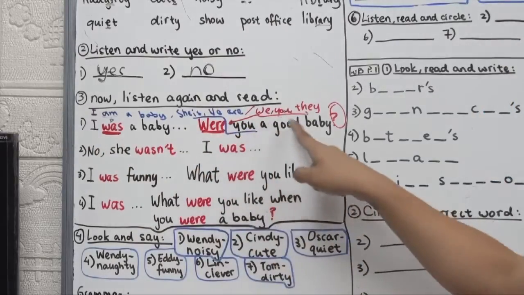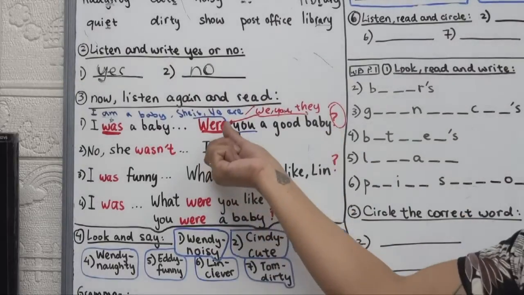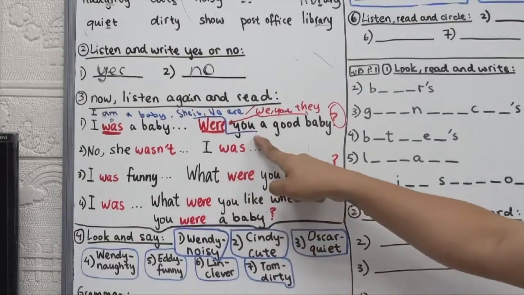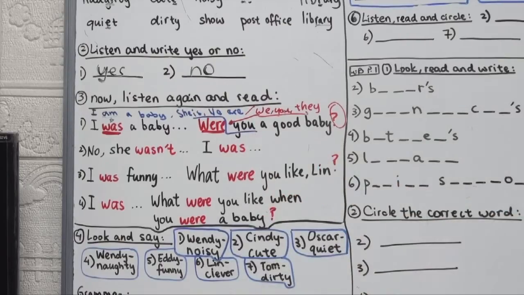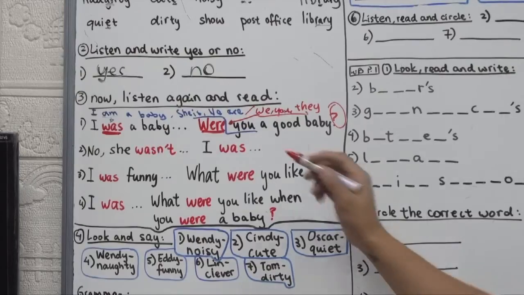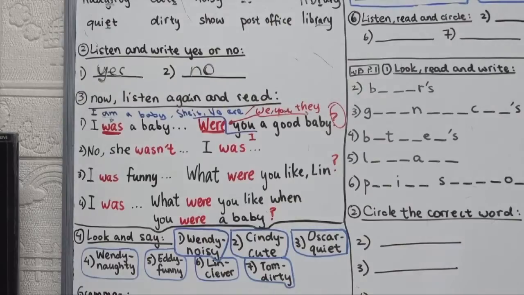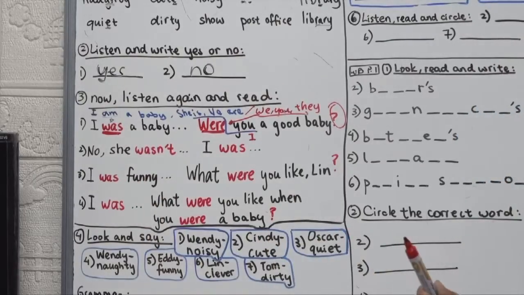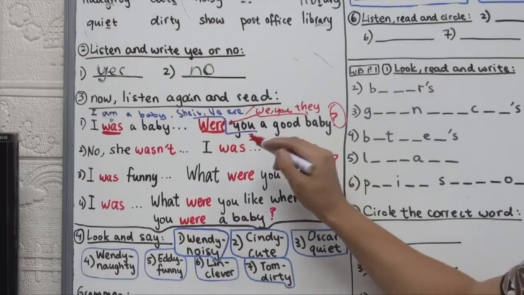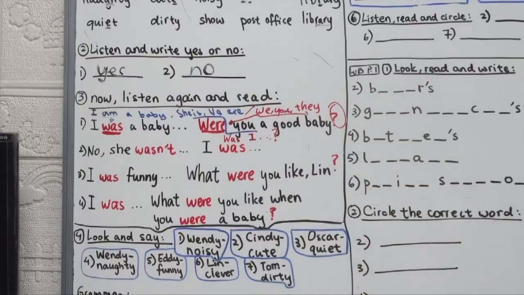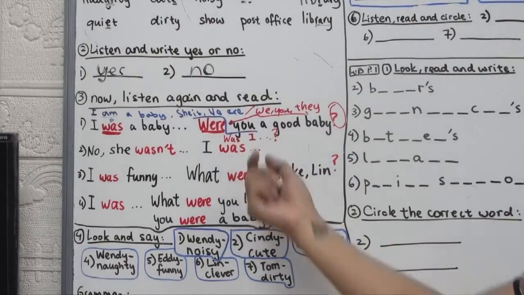As opposed to this one, which is a question. When it is a question, you have to change the positions, so that were comes first, and then you, they, or we comes after were. So, were you a good baby? What if I ask about I? Can I say, were I a good baby? If we follow the rule, I was a baby a long time ago, then it should be, was I a good baby? Question mark. Again, we have to swap the placing.